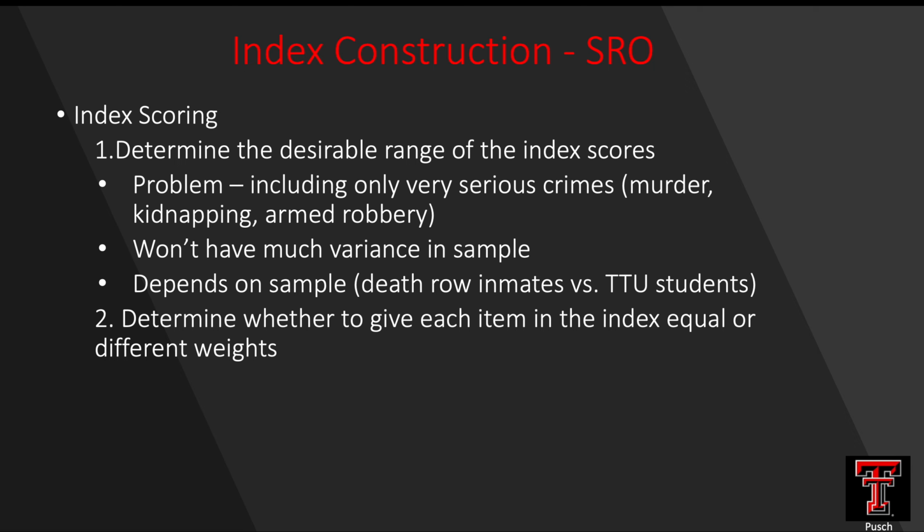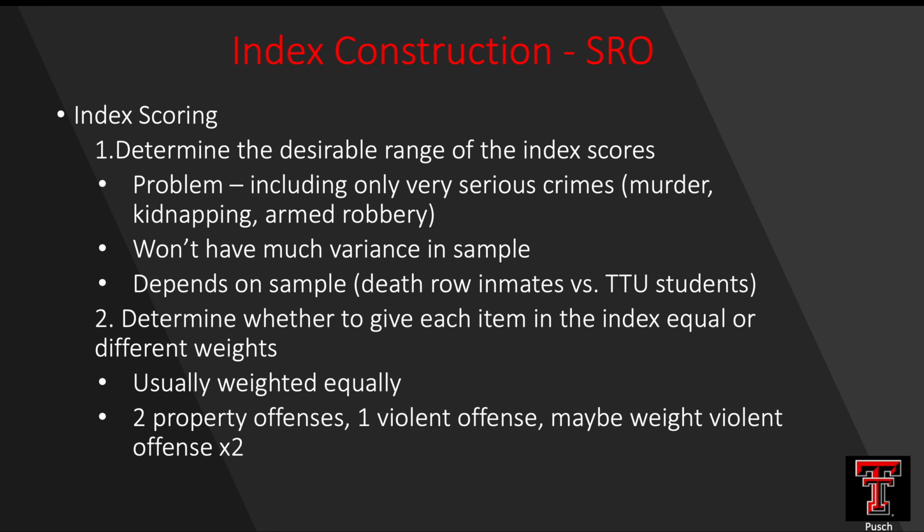So we want to determine whether to give each item in the index equal or different weights. Again, we might decide that a murder gets a weight of 3, while shoplifting gets a weight of 1. The vast majority of indexes, things are weighted equally, but we could change this if we wanted to. Again, maybe property offenses are weighted at 2. If you have 2 property offenses and 1 violent offense, well, maybe you weight the violent offense 2 times more because it's usually seen as more delinquent than a property offense.